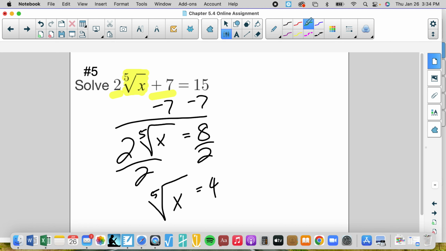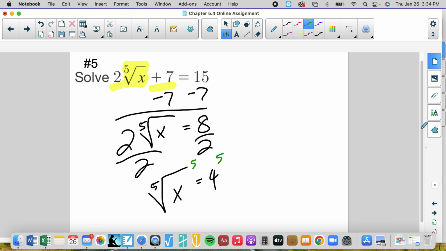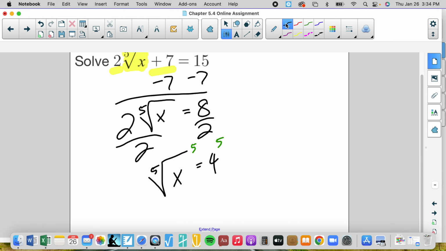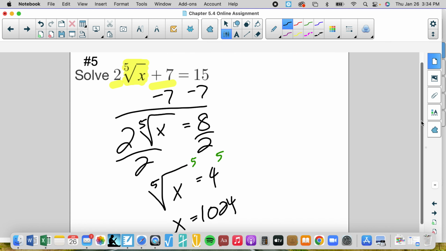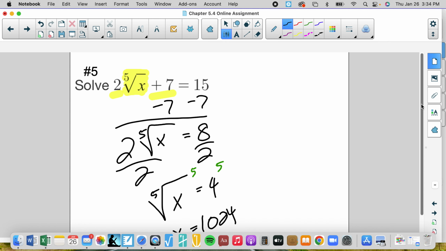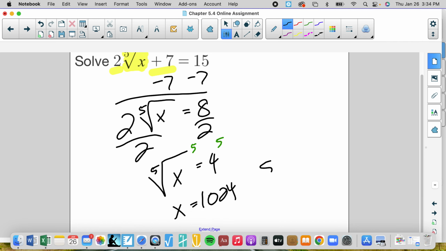And what's going to get rid of a 5th root is a 5th power. So we get x equals 4 to the 5th, which is 1024. We go in, 1024 to the 5th root is 4. 4 times 2 is 8, plus 7 is 15. So that check works out. So my solution is 1024.